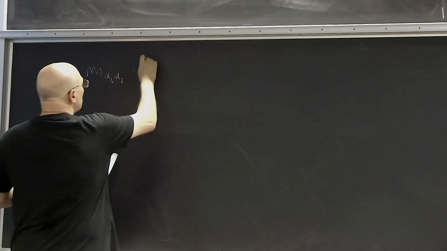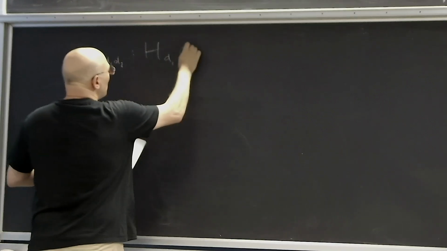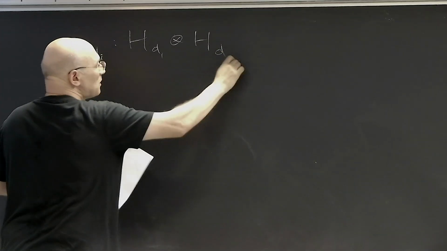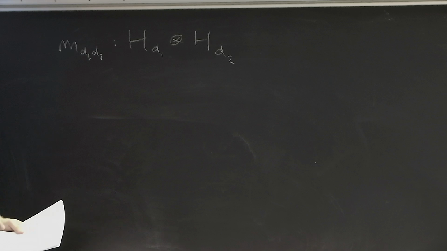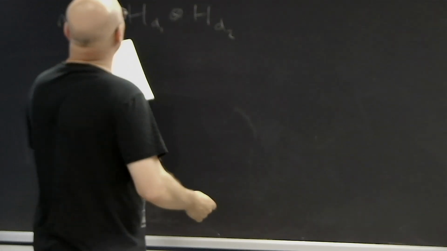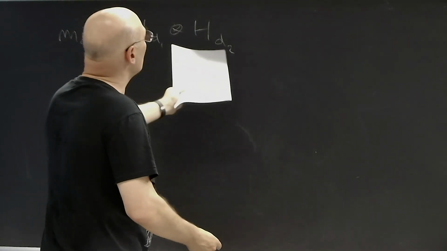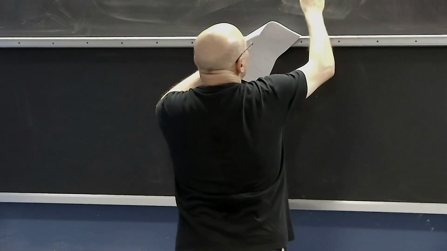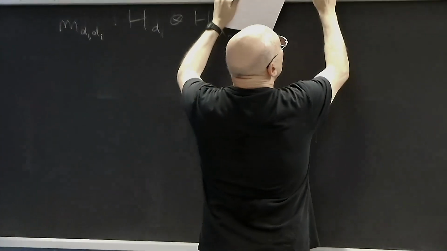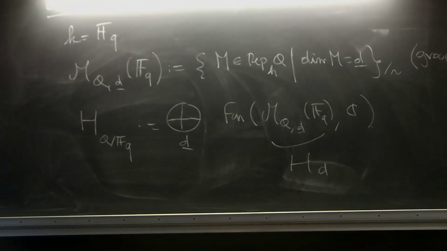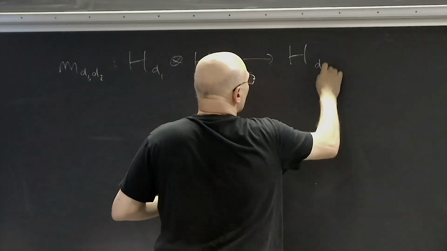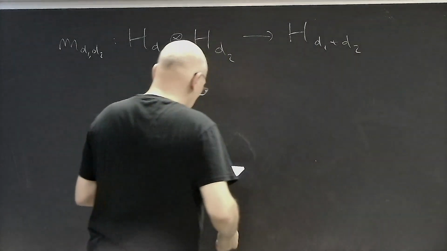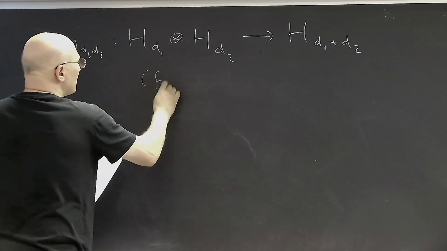D1, D2. My notations will simplify over time. Okay. So Q has now disappeared and the FQ as well, and I just remember the dimension vector. Okay, this thing here, maybe I just write like this. H_{D1+D2}. And so this is defined like this.